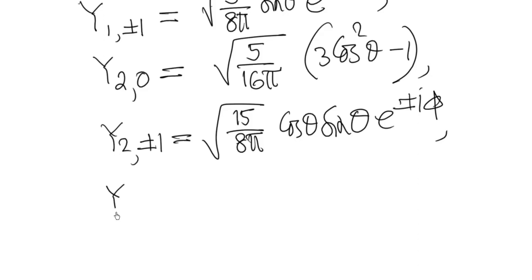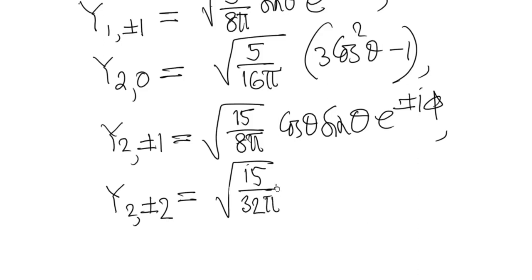And the last one we list here, but you can continue. These are the listed standard spherical harmonics. Y2 plus minus 2 is equal to square root of 15 by 32 pi, times sine squared theta, and e to the power plus minus twice i phi.